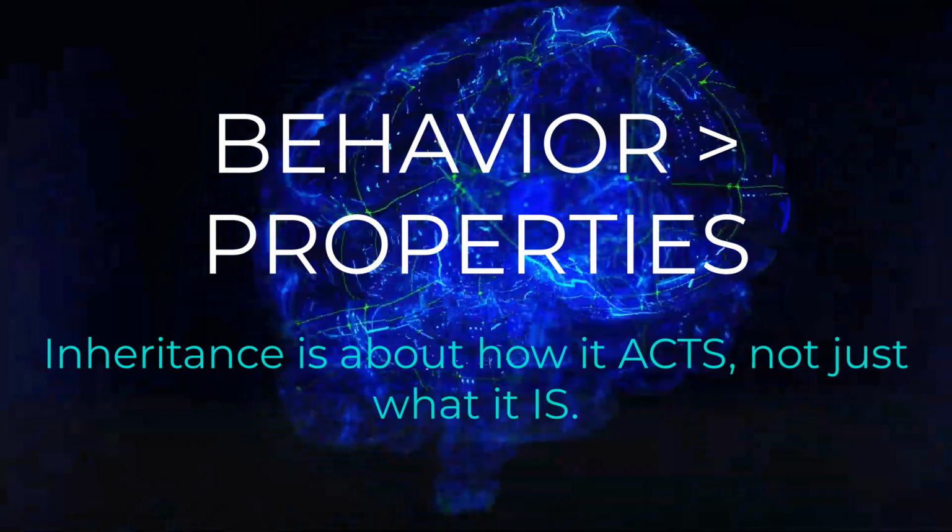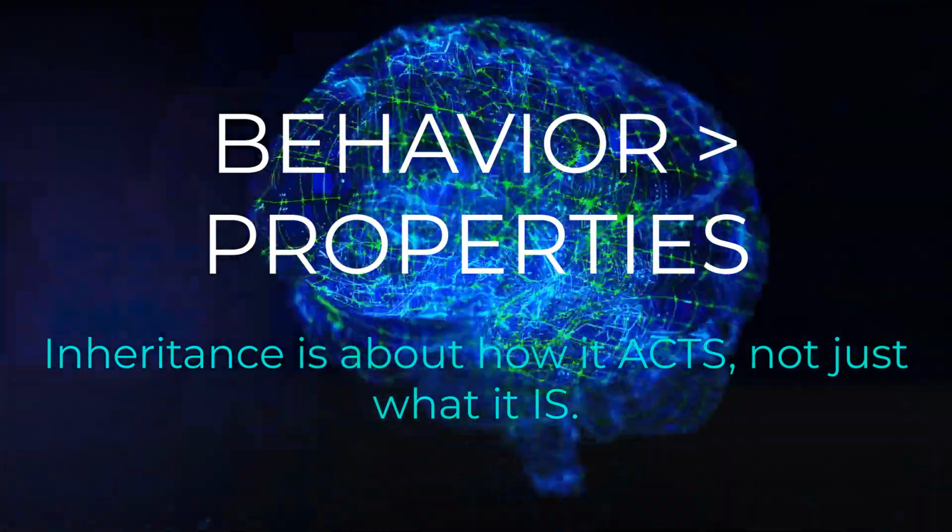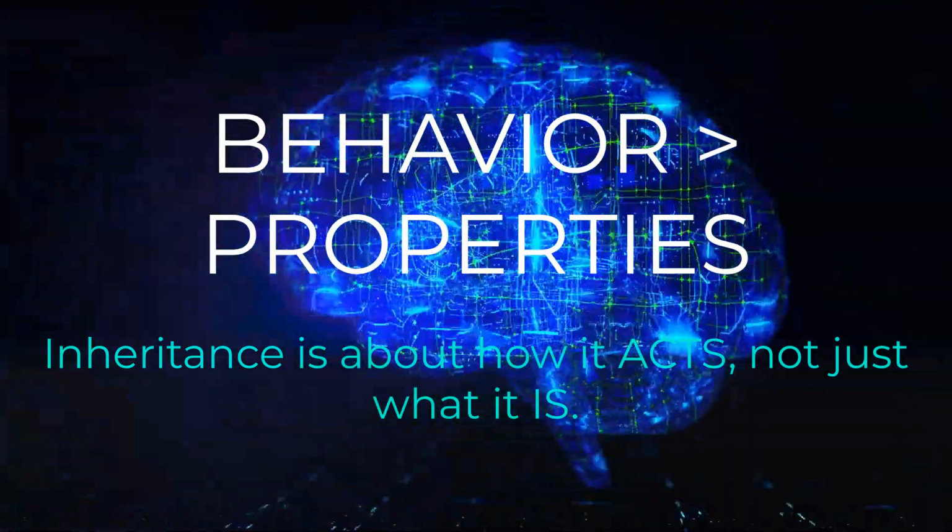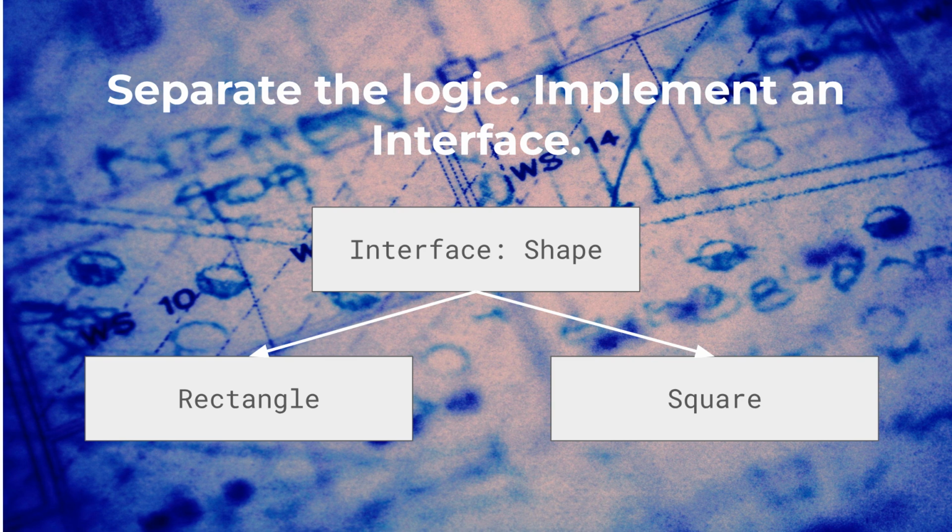So, how do we fix this? We stop forcing the inheritance. Instead, both square and rectangle should perhaps implement a common interface, like Shape, which simply asks for a getArea method. By separating them, we respect their distinct behaviors while still keeping our code clean and polymorphic.